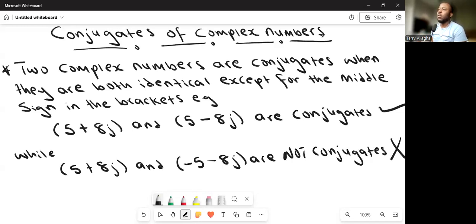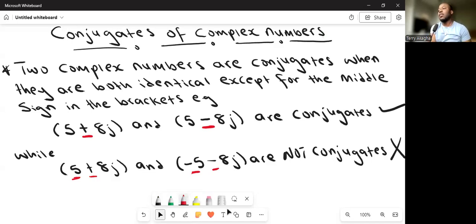The first pair are conjugates because they're identical except in the sign here. But this other pair are not conjugates because although they have different signs, the 5 here is different. So remember, they have to be identical except for the middle sign between them.